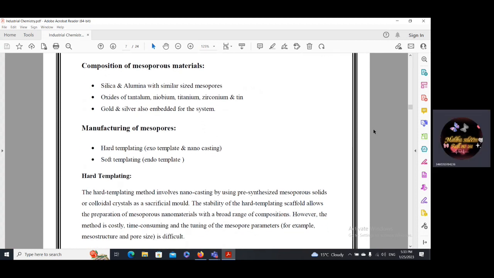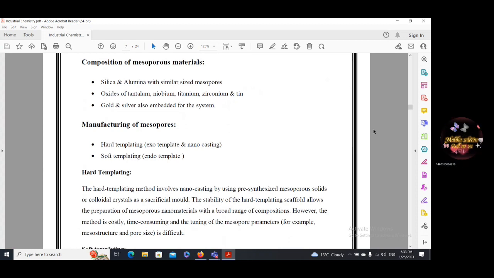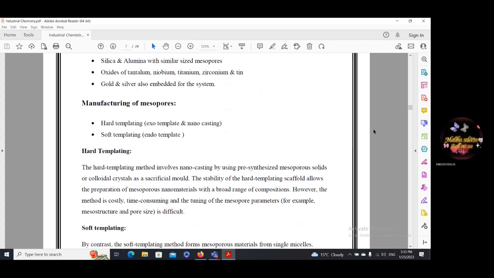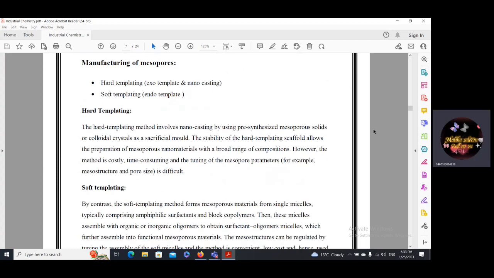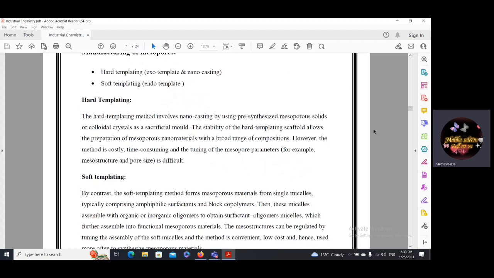Manufacturing of mesopores. They have two types of manufacturing: hard templating and soft templating. Hard templating is the exotemplate and nanocasting, and soft templating is the endotemplate.